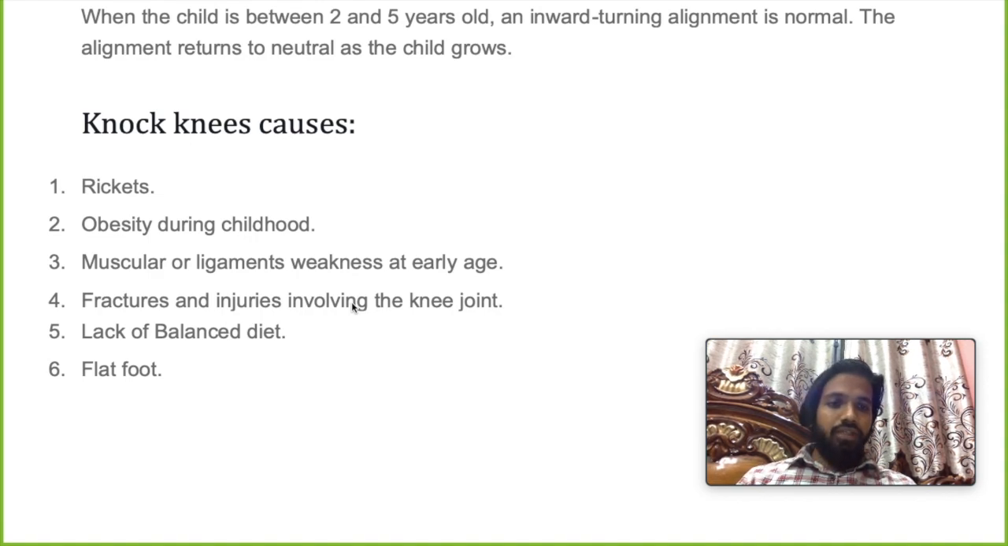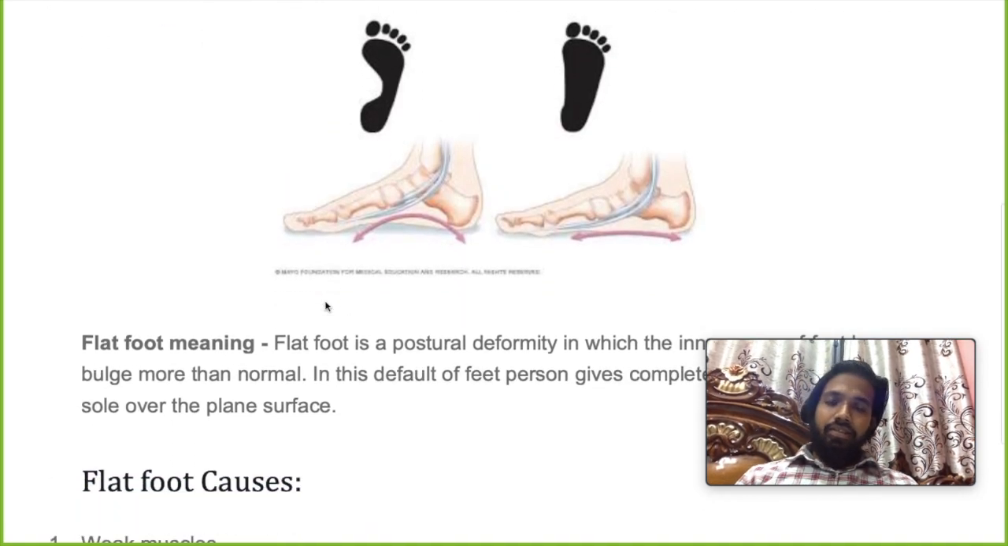Flat foot is also a kind of postural deformity that we'll be covering in our next part. As I have said, the second kind of postural deformity is flat foot.